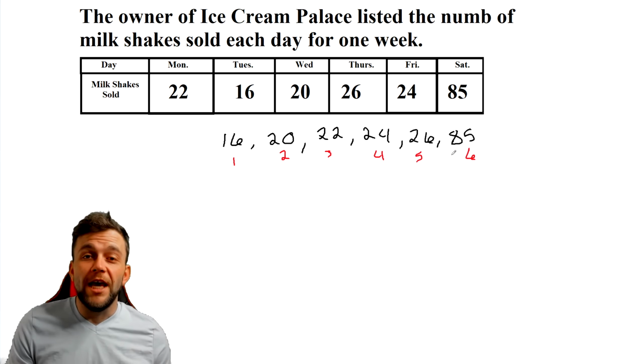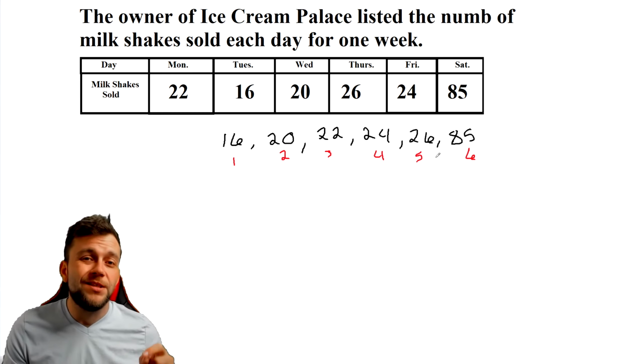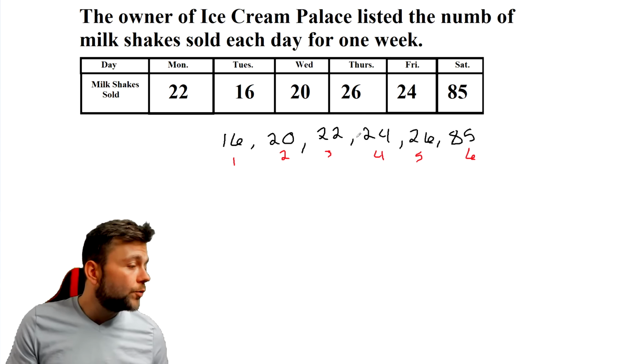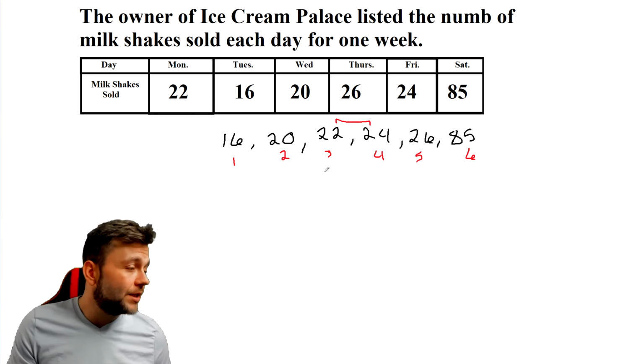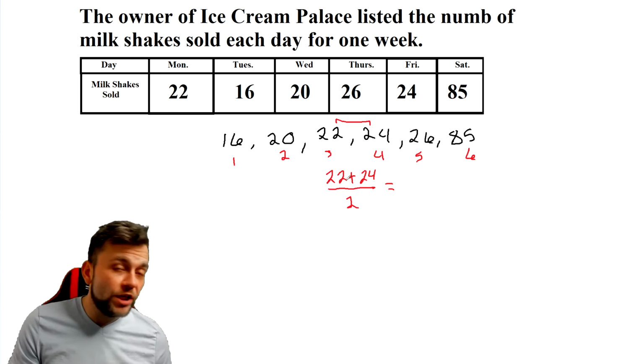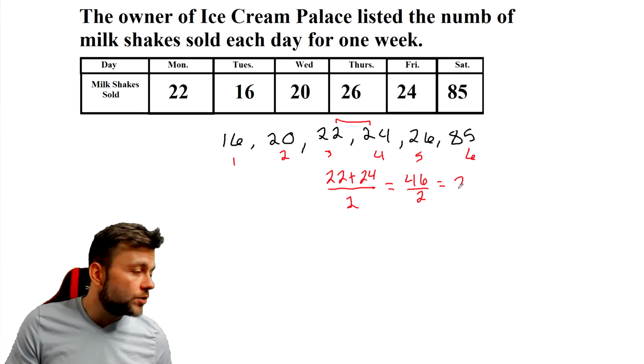Okay, so we have an even number of points inside of our data set. So what we must do is find the middle two, which would be 22 and 24, and we're going to add them together. So we get 22 plus 24, and then to take the average, you divide by how many numbers you added. So we divide by 2. So 22 plus 24 is 46, divided by 2, and that equals 23.